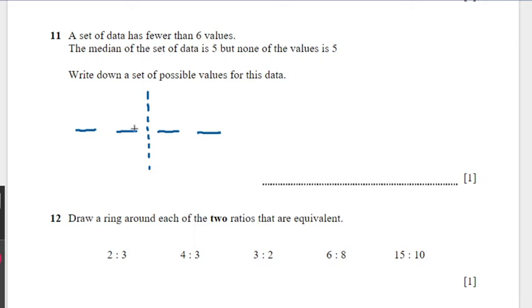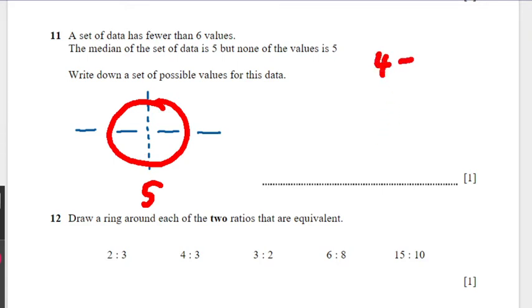So you know that if you have 4 values like this, the median will be the average of these two. So you have to add these two values and divide by 2. The answer must be 5. So you think, what plus what divided by 2 is 5? There are a lot of possibilities. So maybe what do you want to put? 4 and 6, isn't it? 4 plus 6 divided by 2, isn't that 5?